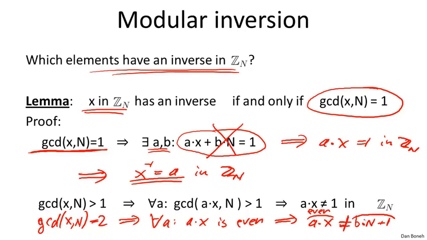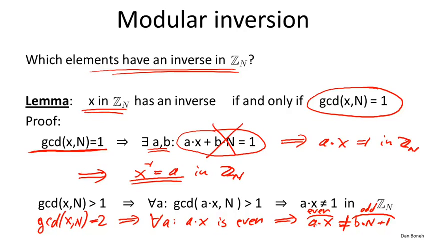B times n, for exactly the same reason, is also even. n is divisible by 2, therefore b times n is also divisible by 2, but therefore b times n plus 1 is odd. And since even can't equal odd, it's not possible that a times x is equal to some multiple of n plus 1. In particular, this means that a cannot be the inverse of x, because a times x cannot be 1 mod n. So x is not invertible modulo n.